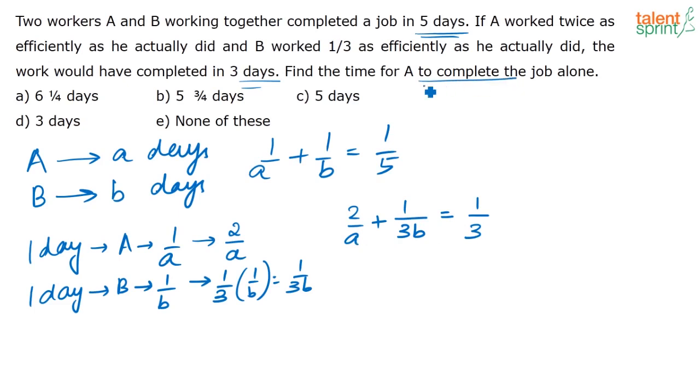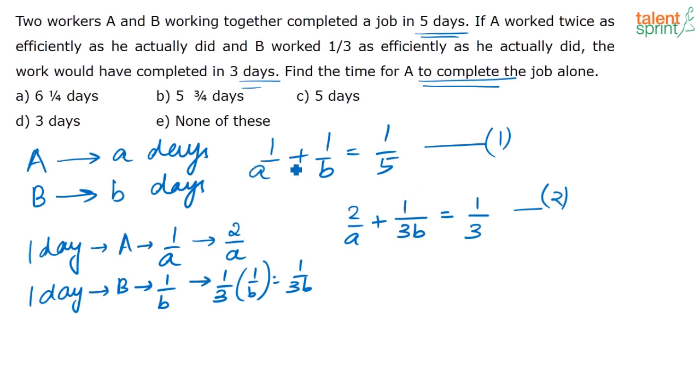Now the question is, find the time for A to complete the job alone. So you have to find the value of this small a. You have two equations and two unknowns, and we have to solve for it. To solve the equations faster, I want to eliminate this term b.